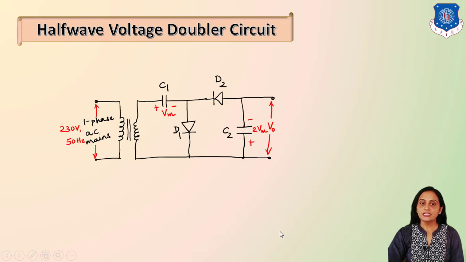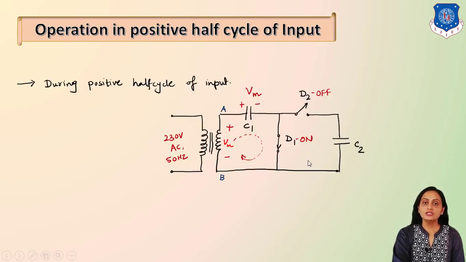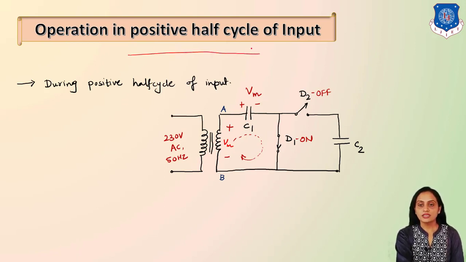So initially these capacitors, that is C1 and C2, are fully discharged, and whatever charge is shown over here in the circuitry is after applying the input. So how these capacitors are going to charge, that we will see. So, the operation of this half wave voltage doubler in the positive half cycle of the input.